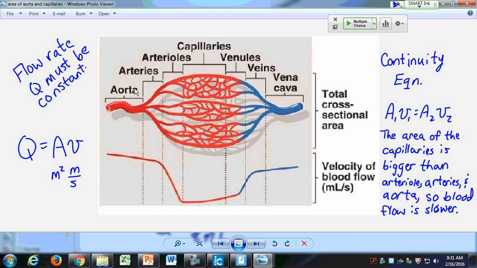And that's a nice application of our continuity equation. If I increase the area, my speed has to go down. Or if I decrease my area, my speed has to go up. But in this case, as I flow through the systemic circuit, the speed will slow down because my area is getting bigger. Okay?